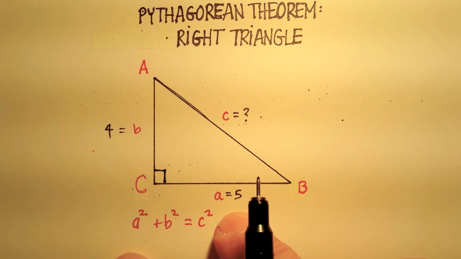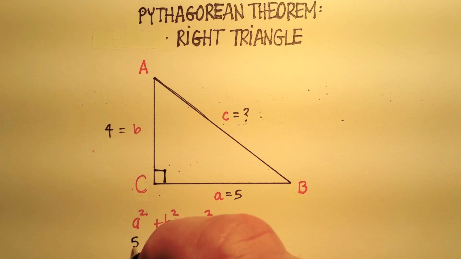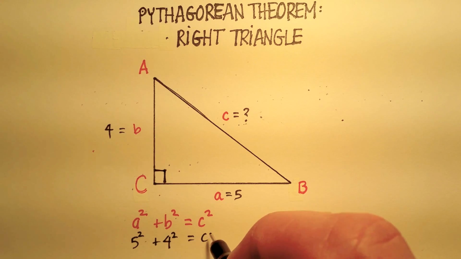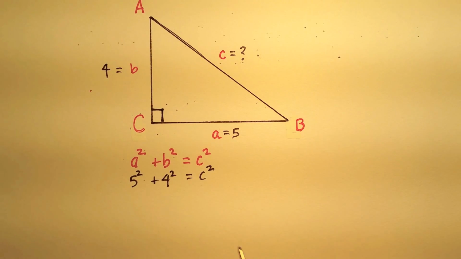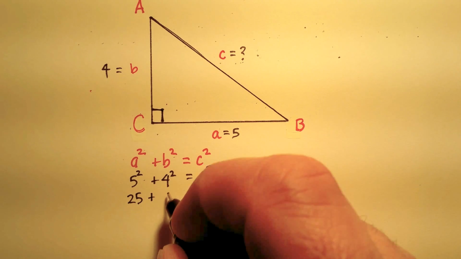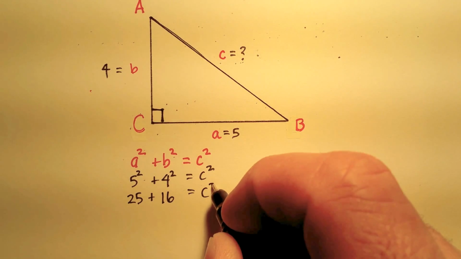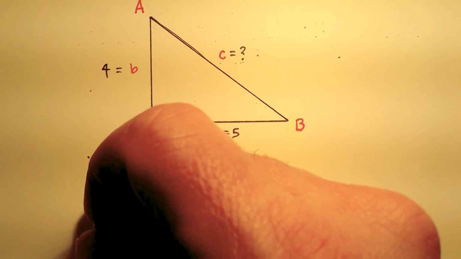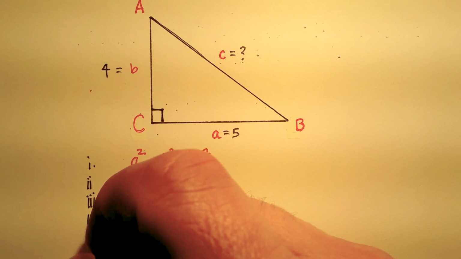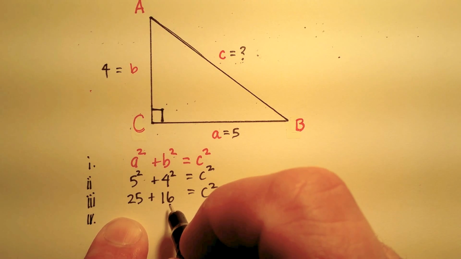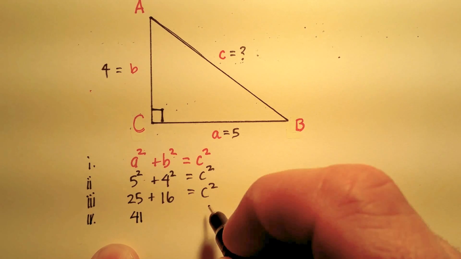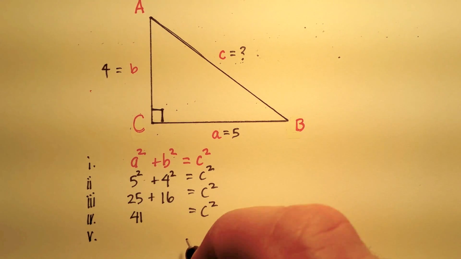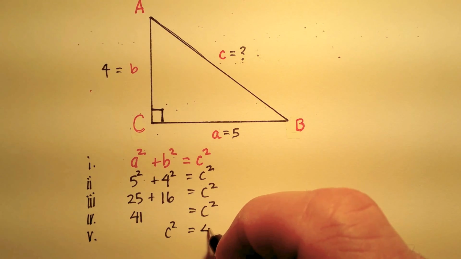Let's just go ahead and plug those numbers in. Now, a squared would be 25, b squared would be 16, and we would solve for c squared. We'll get 25 plus 16 is equal to c squared. Let me just go ahead and write these out according to steps. That's going to give me, step 4, 25 plus 16 is 41. And that's equal to c squared. I'm just going to flip these over. Step 5, c squared is equal to 41.